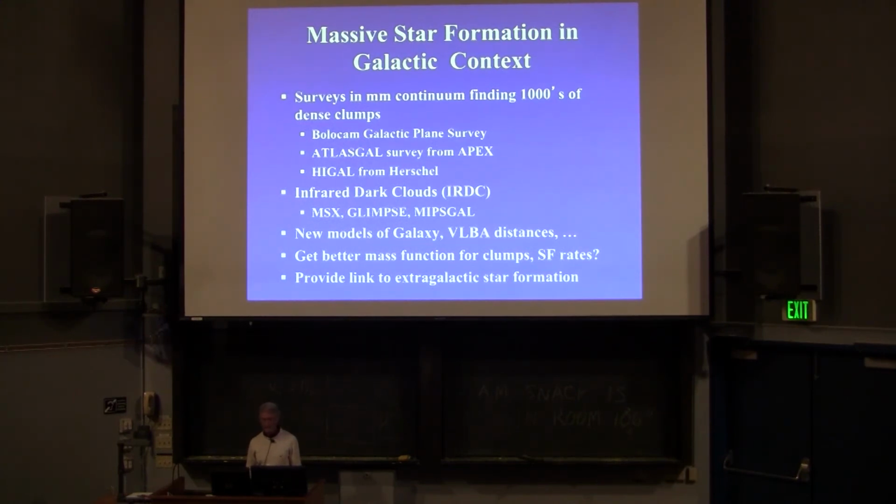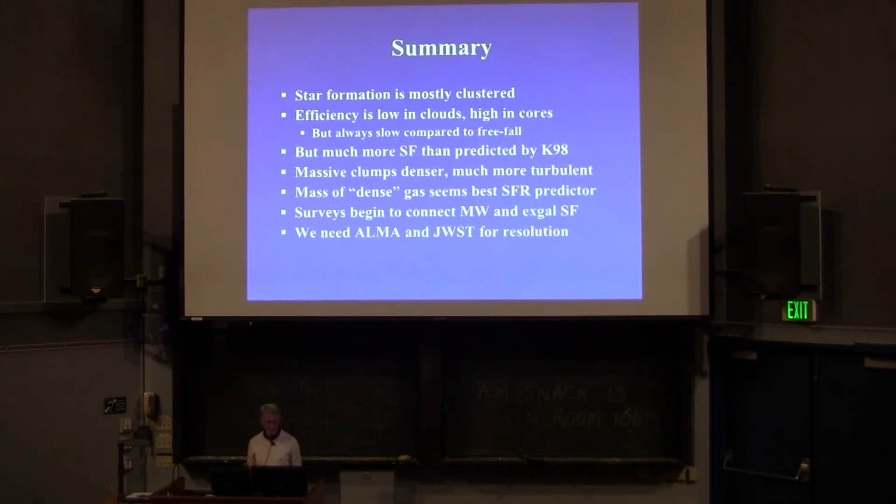The infrared dark clouds have proved to be very useful. To make all this work, you need to know how far away these things are, and this is a serious problem. So there are people working on new models of the galaxy using the VLBA to get distances to masers, and therefore putting star-forming regions into the correct model of the galaxy. Once we do that, we'll have a better mass function for clumps and better measures of the star formation rates. And we'll be able to link all this better to extragalactic star formation.